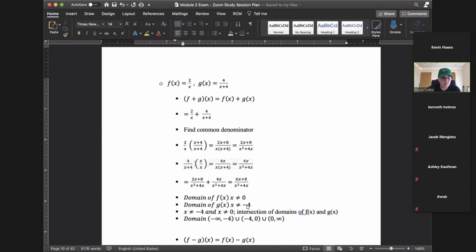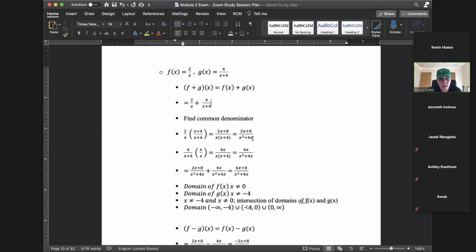So same thing here. You're just trying to find a common denominator. So we take 4 over x plus 4, multiply it by x over x, and that gives us 4x over x squared plus 4x. So now we can add these together. So we just take what we found here, and what we found here for g of x, and now we're just going to add them together. So 2x plus 8 over x squared plus 4x plus 4x over x squared plus 4x. That gives us 6x plus 8 over x squared plus 4x.